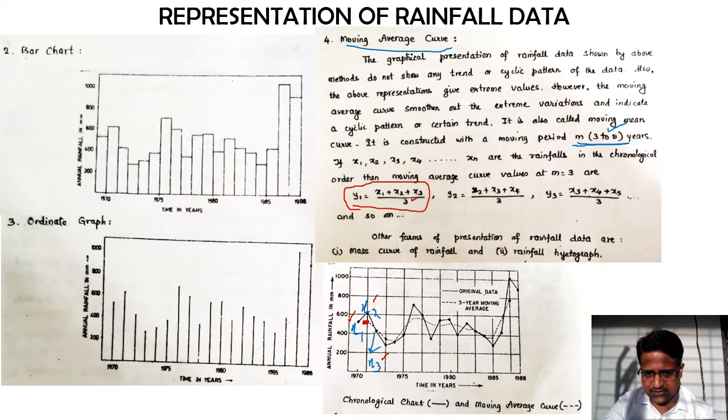Now if I go to the second ordinate on the moving curve, at that point they have taken the values of x2, x3 and x4.